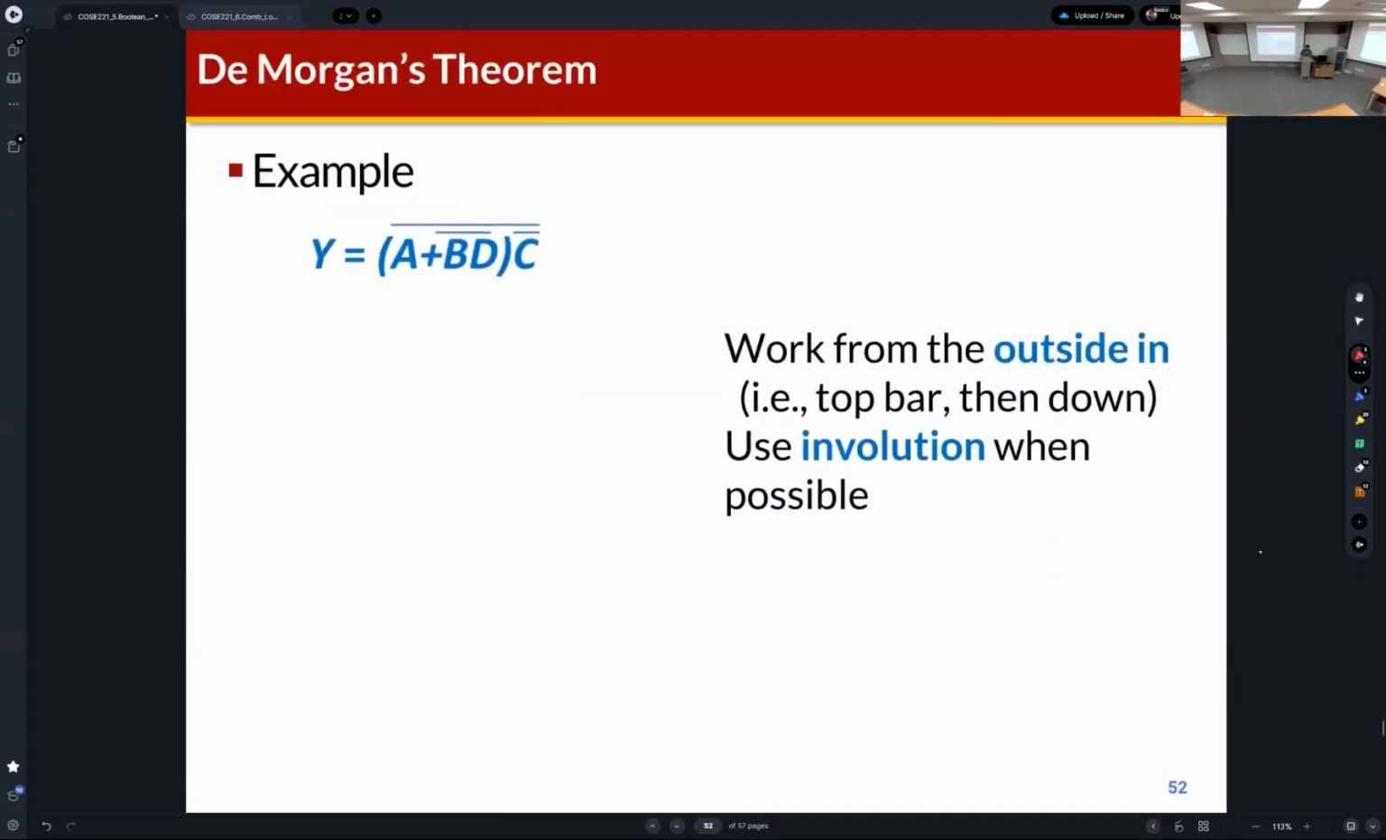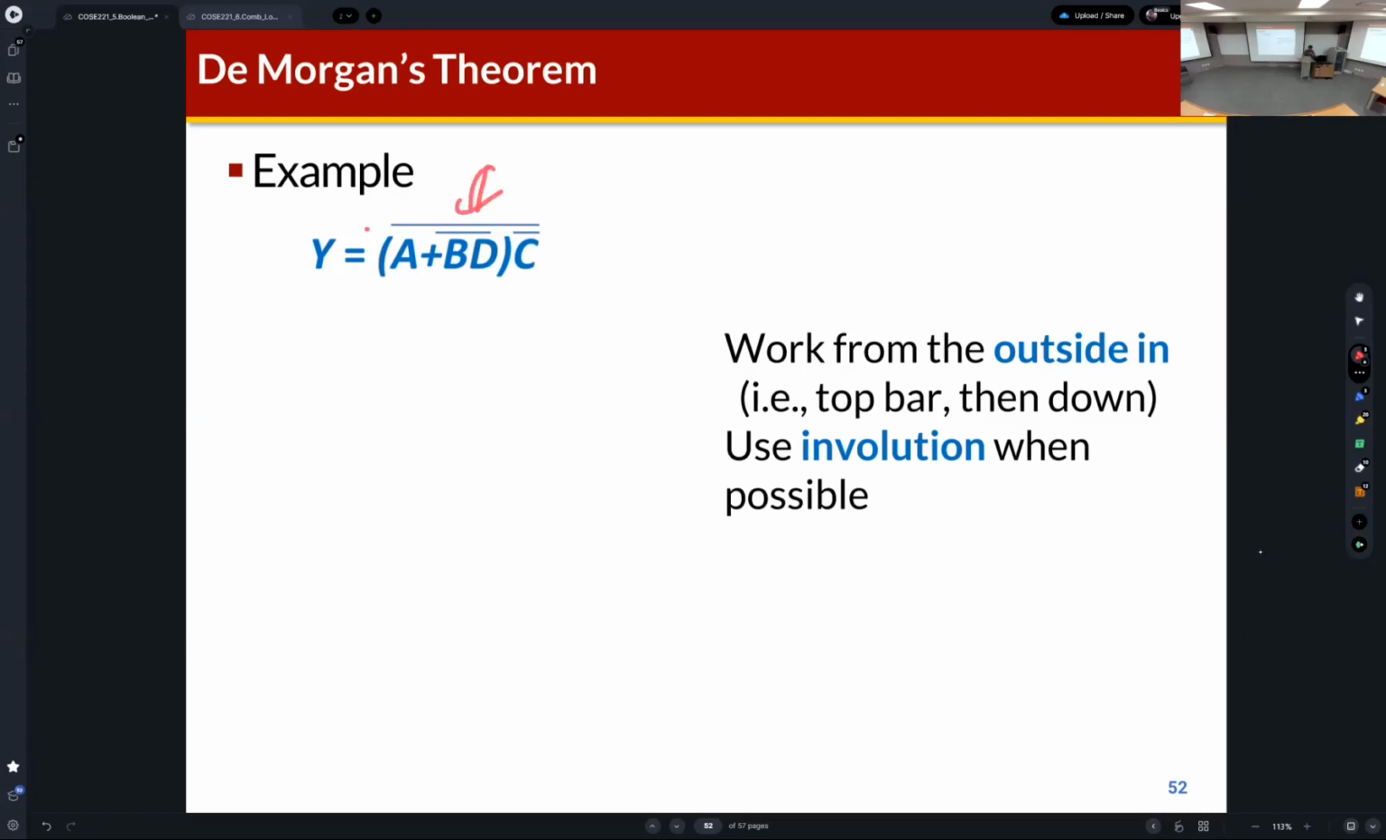Okay, let's think about De Morgan's theorem. This is the example. By applying the Morgan theorem, you are requested to rewrite this Boolean equation. How can we apply the Morgan theorem? What can you observe in this equation? We can observe this long bar.